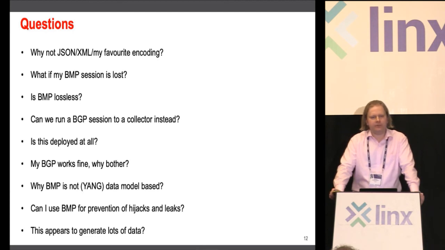However, if we are looking from a practical point of view, as a rule, you have multiple BMP collectors, and losing all of them is not very likely. If you lose the node, probably you have far bigger problems than losing telemetry information from that node. Is BMP lossless? In a sense, can BMP lose information by itself?